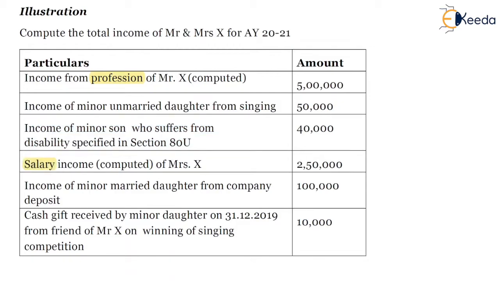Salary income computed for Mrs. X, and this is computed, since you can understand that in brackets the word computed has been used, so standard deduction has already been provided, correct? And as far as the income of Mr. X is concerned it is 5 lakhs, and income of Mrs. X is 250. So income will be clubbed in the hands of the parent whose income is greater, and accordingly, if any income of the minor child is supposed to be clubbed, then it will be clubbed in the hands of the parent, which is Mr. X, the parent whose income is greater. Correct?